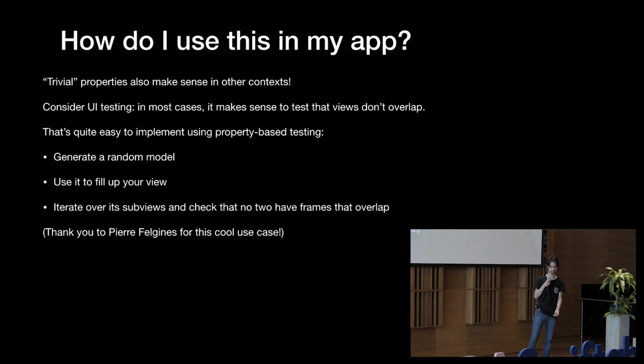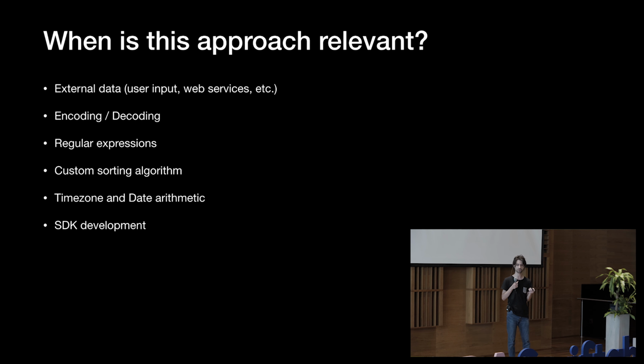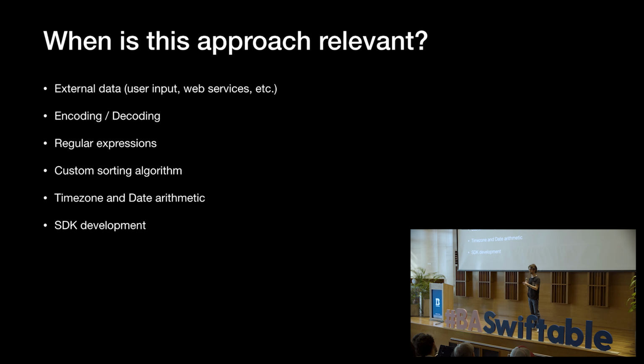So when is this approach relevant? When is property-based testing relevant in your app? Basically, every single time you have some external data, it's interesting, because with external data, it's hard to anticipate what we're going to get, and property-based testing lets you kind of approximate all the crazy range of data that your code can be fed.